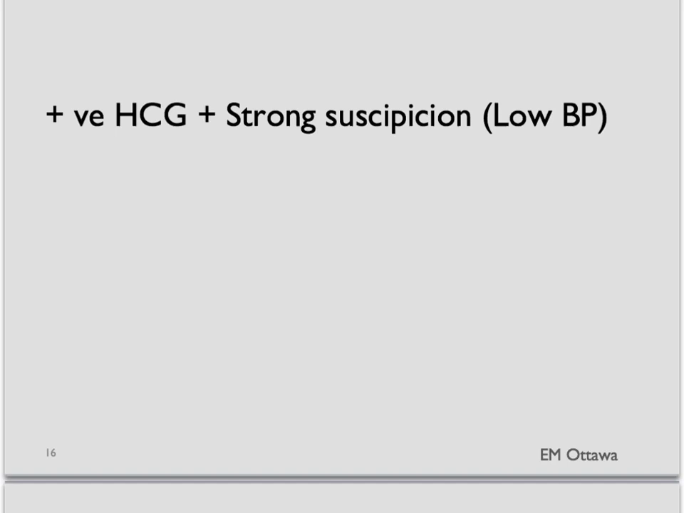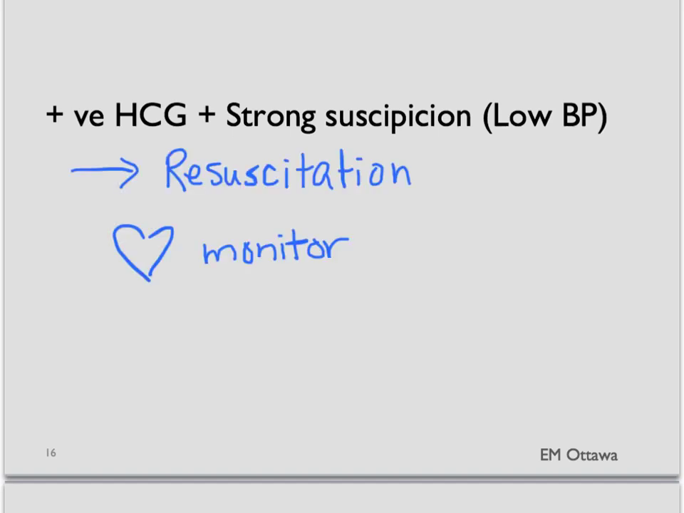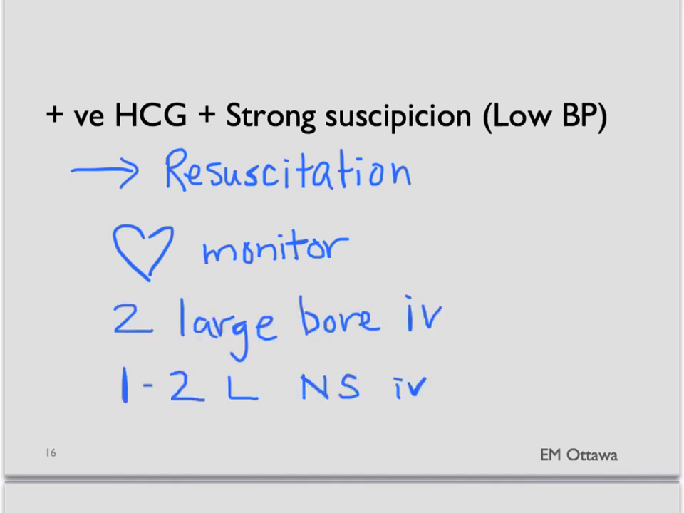If this is positive, and we have a strong suspicion of an ectopic pregnancy, particularly if she's hypotensive, we need to move her quickly into a monitored area and start resuscitation. We'll want to hook her up to the cardiac monitor and start 2 large bore IVs. If she is hypotensive, 1 to 2 liters of saline would be given, and we keep checking her vital signs. If it does not normalize, blood might be needed.